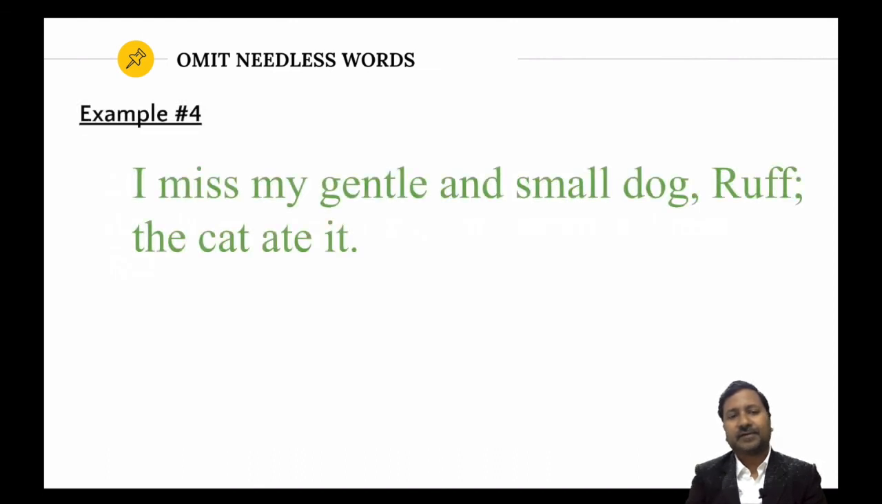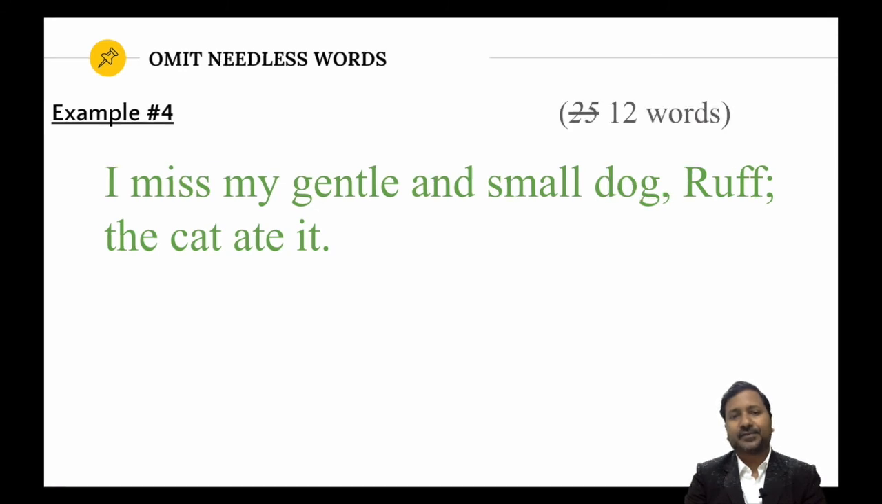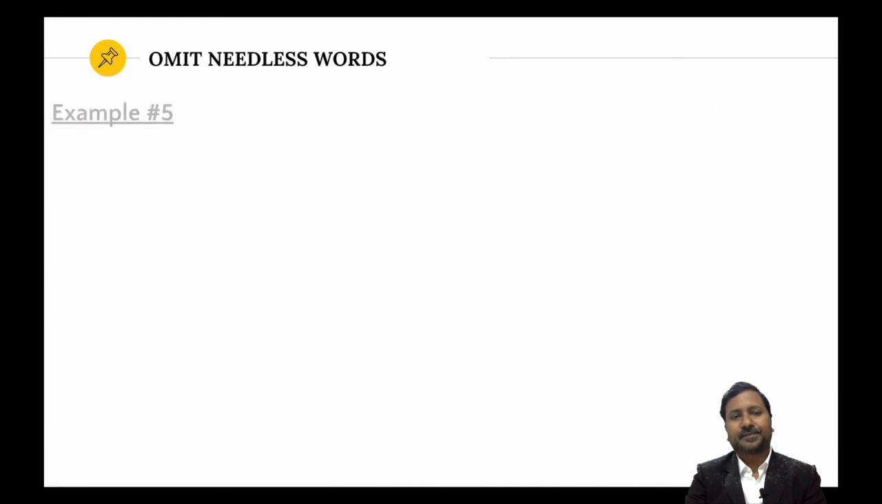So we have: "I miss my gentle and small dog, Rough. The cat ate it." Again, we used all the working words and rephrased the sentence to give a much clearer meaning. From 25 words, it has become 12 words.